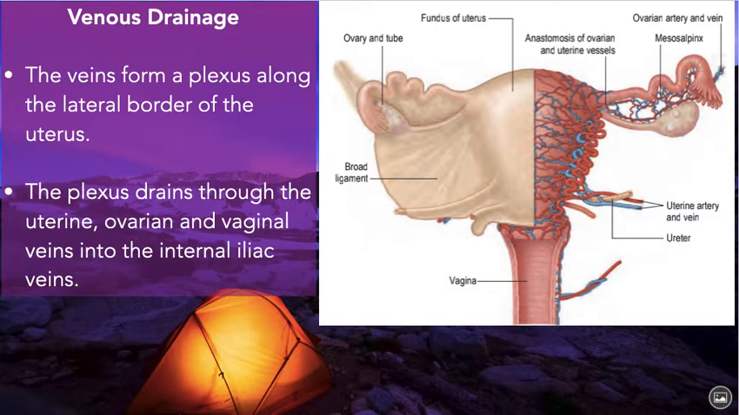The venous drainage. The veins are forming a plexus along the lateral border of the uterus. This plexus drains through the uterine, the ovarian, and the vaginal veins into the internal iliac veins. You can see the veins over here.